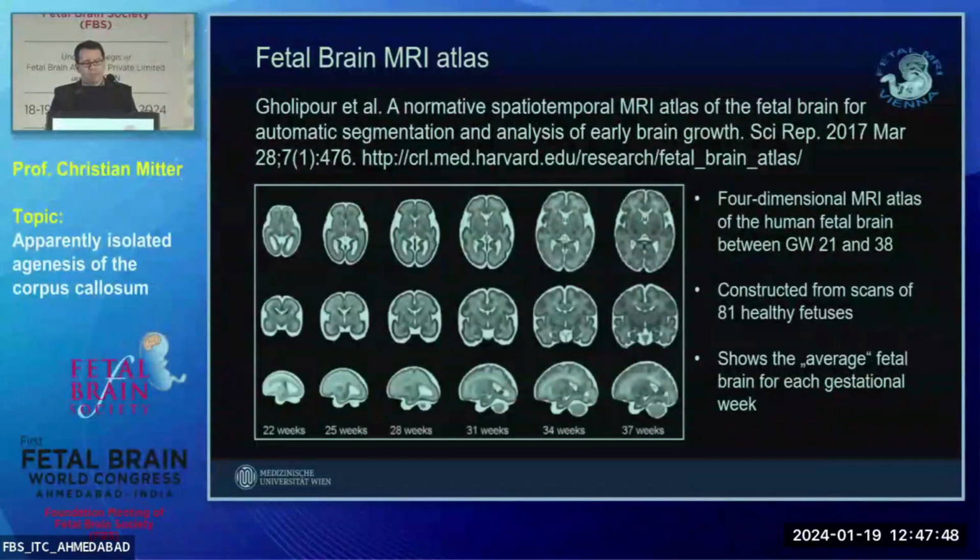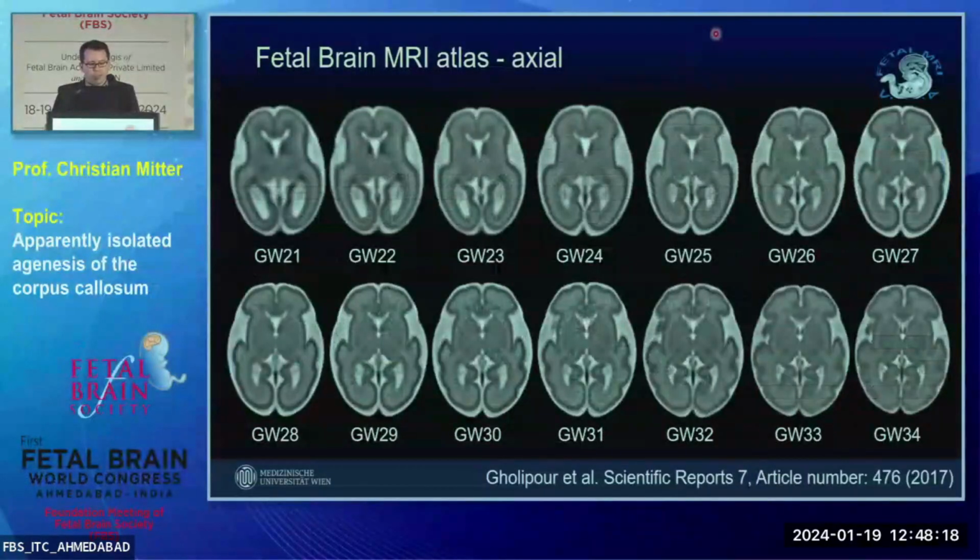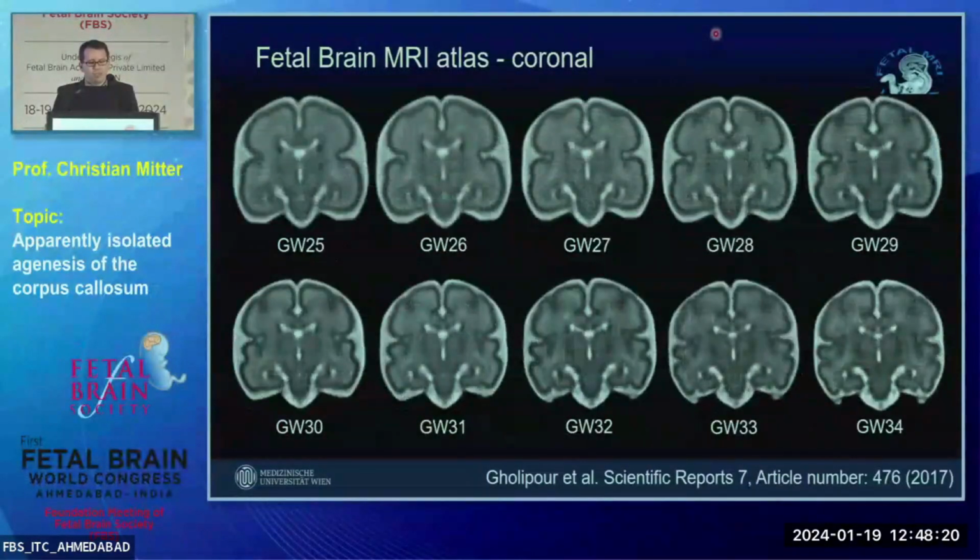My favorite is the Gholipour Atlas. This is not from our working group, but from the Harvard working group. You can download it on this homepage that you see here. It's a four-dimensional MRI atlas of the human fetal brain between 21 and 38 gestational weeks that shows you the average fetal brain for each gestational week and its location, and it's very helpful in clinical practice. It looks like this on the axial images, and some coronal images.